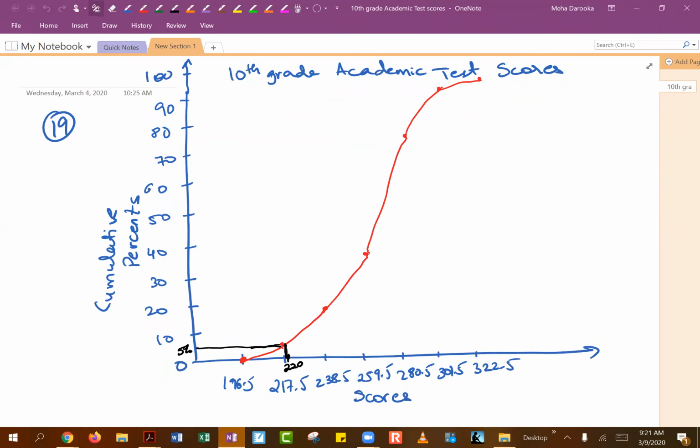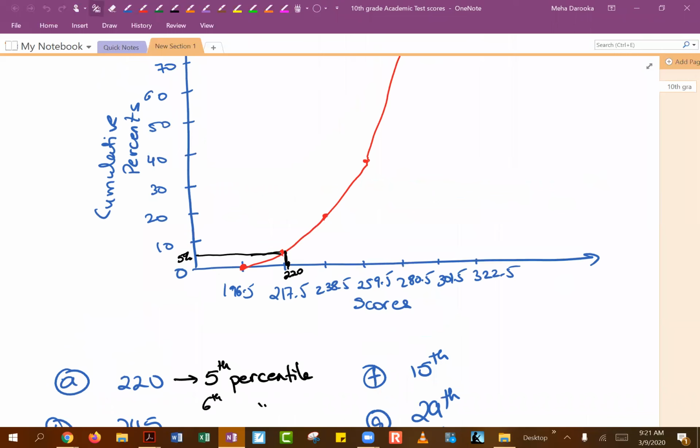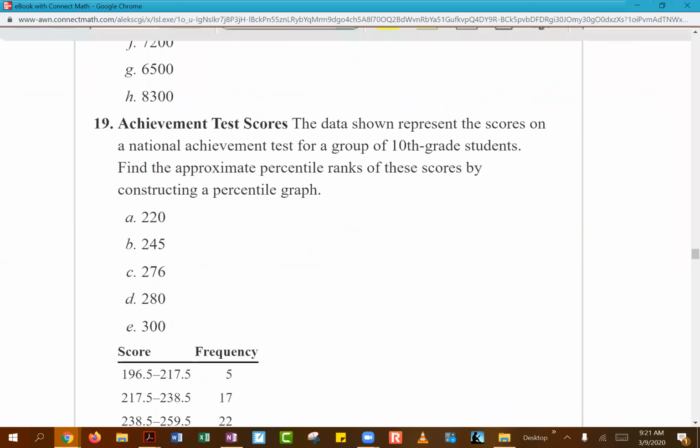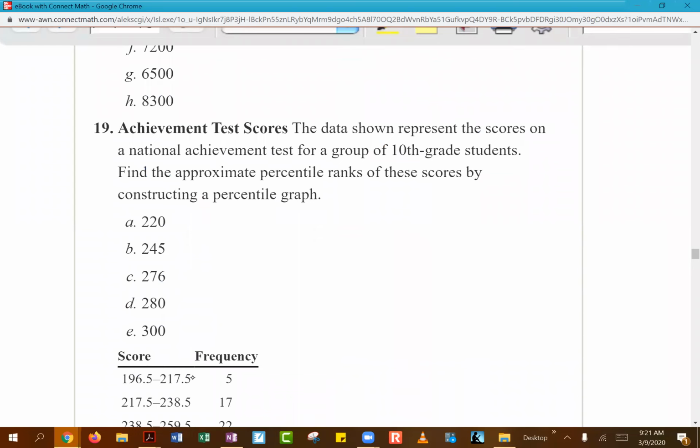So you guys should still have your percentile graph, yeah? Okay, so we had just started answering those questions. This is that first part, which is asking us to find the approximate percentile ranks based on these scores. We've got 220, our next score is 245, 276, 280, and 300. And I think you guys had written those numbers down last time. So go ahead, just like we did last time, try and get those answers, and then let's compare our answers for these remaining four scores. We had already done 220.